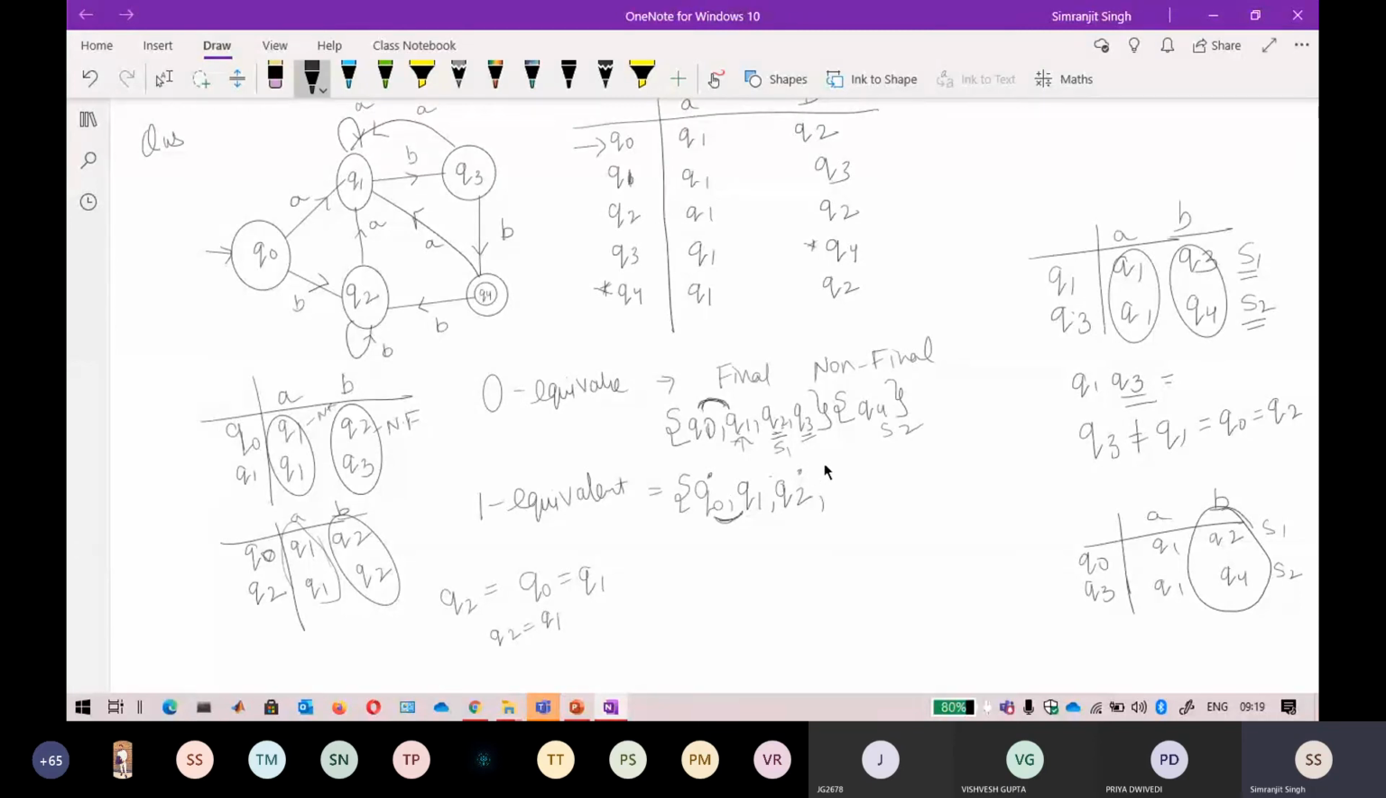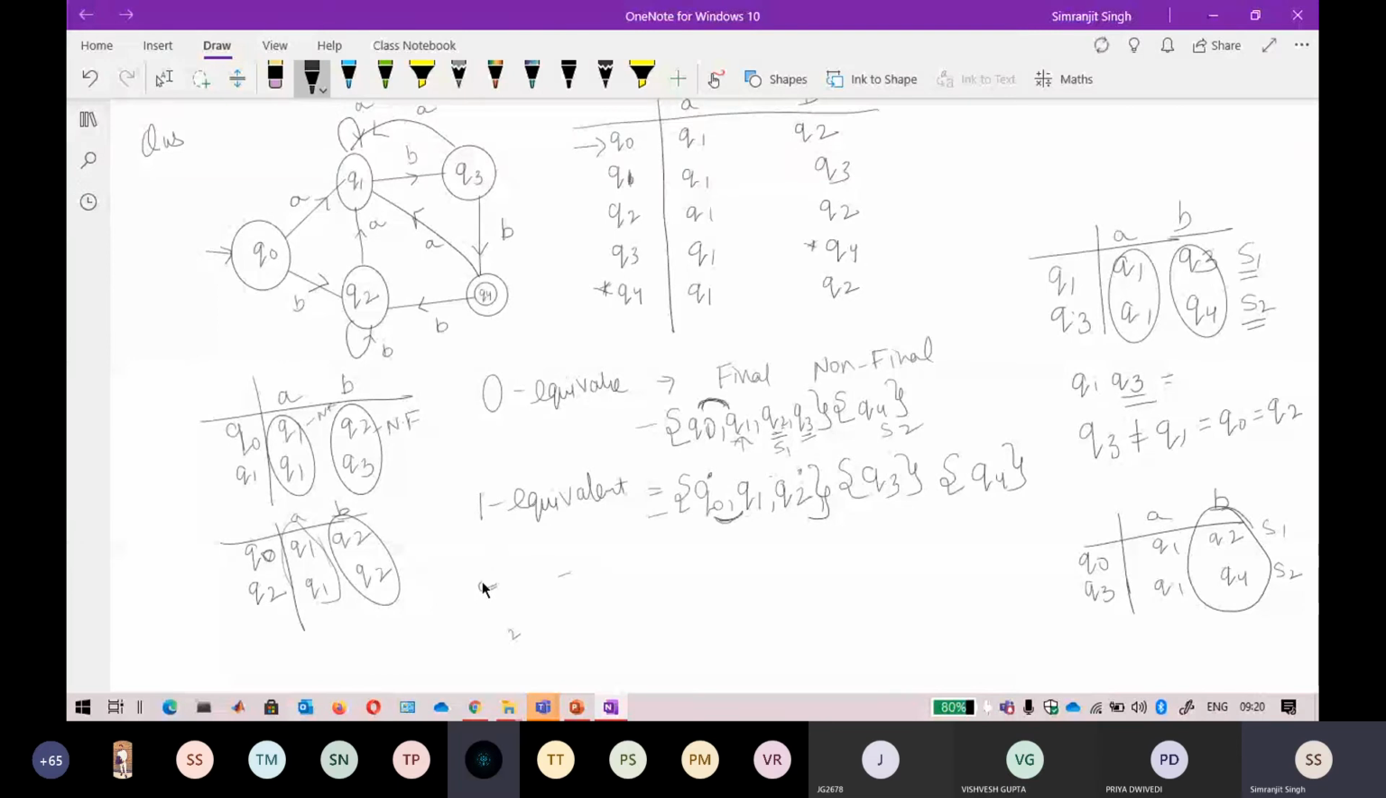It means that Q3 is not equivalent to this set. So I write Q3 as a different state and these three as another state, and I place Q4 here. This is your one-equivalent step. Now these two outputs are not equal, so we again go forward towards the two-equivalent step.